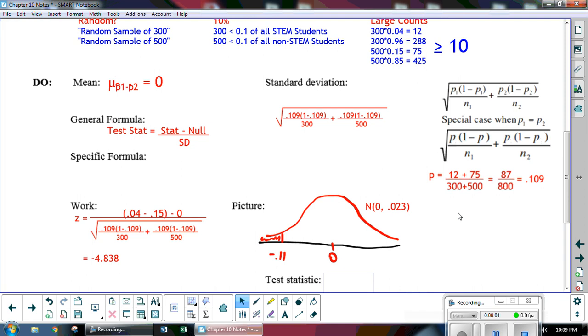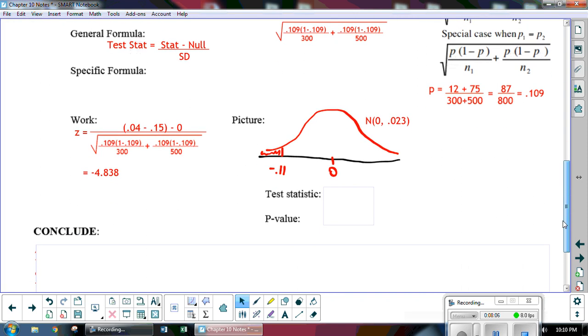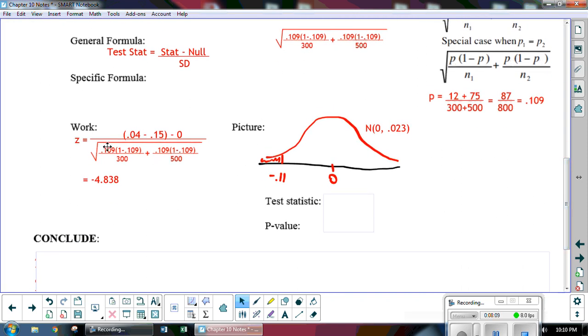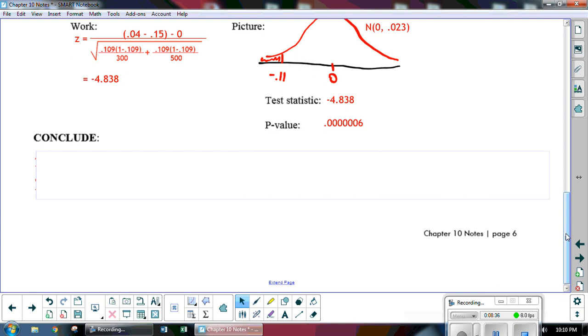Basically, we surveyed 800 people, 87 of them were Black Latino females. So you do all the math, and you get a z-score of negative 4.838. You already kind of see where this is going, I'm sure. So our test statistic turns out to be that, and our p-value is extremely small, statistically 0, basically. That'd be 6/10 millionths. Yeah, that's pretty small. So we know there's basically no way this could happen.